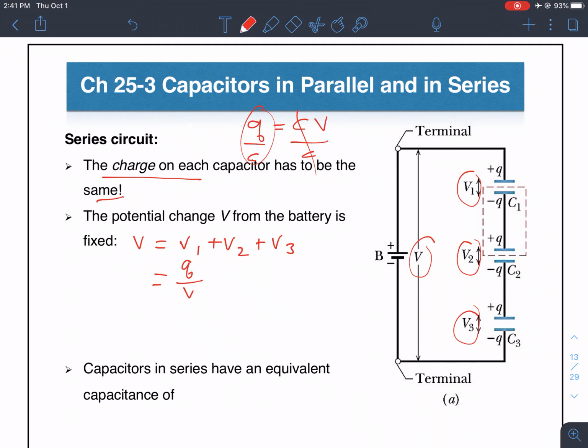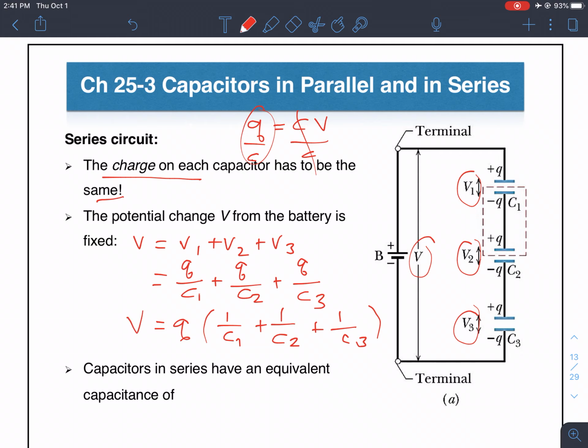So V1 is going to be Q over C1, V2 is going to be Q over C2, and V3 is going to be Q over C3. When you look at this, it becomes Q times 1 over C1, and factoring Q out, plus 1 over C2, plus 1 over C3. And this is V. V is equal to Q times that.